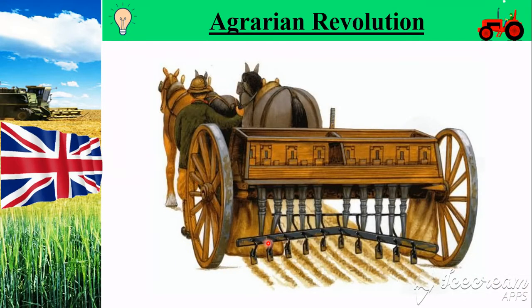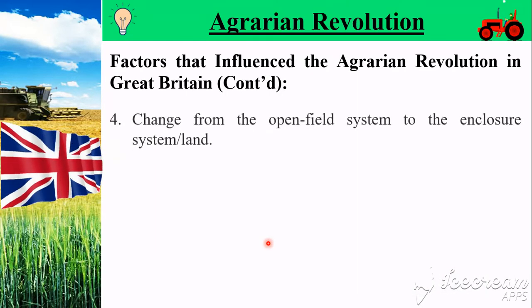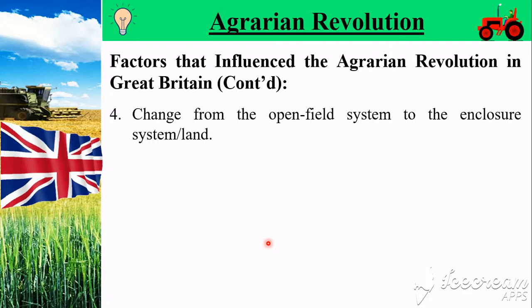Alright, and these are some examples of the inventions. Next, there was a change from the open field system to the enclosure system of land. And as we continue in the slide, we're going to look at the difference between those two.